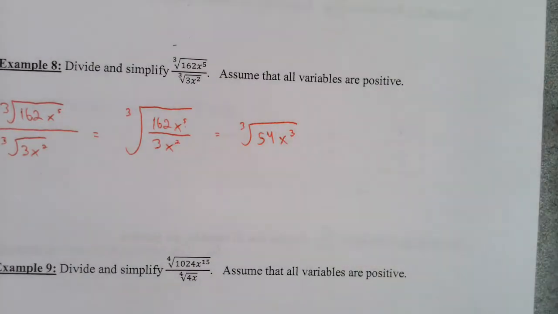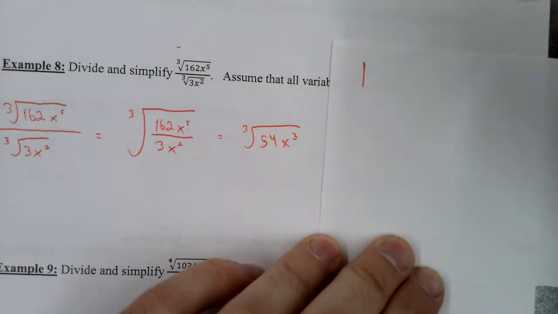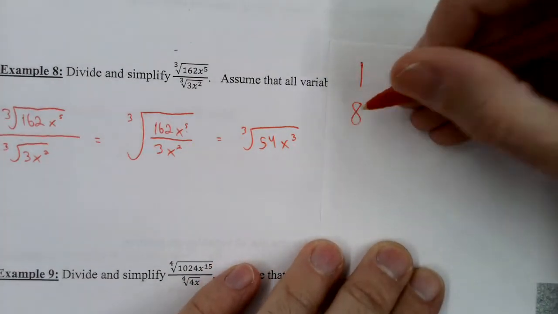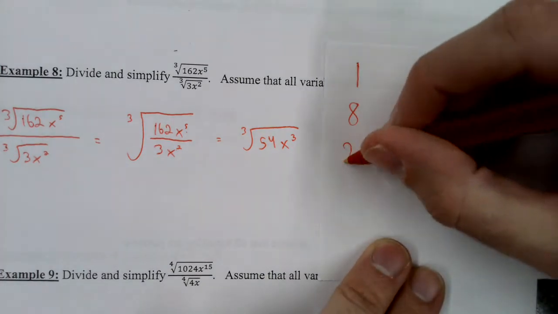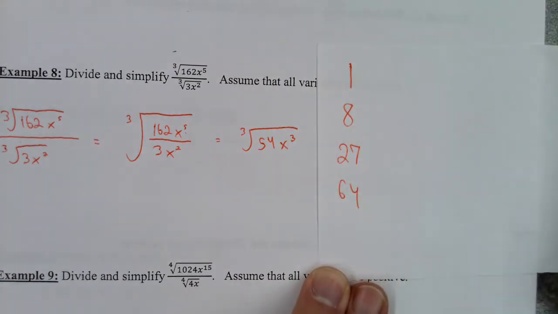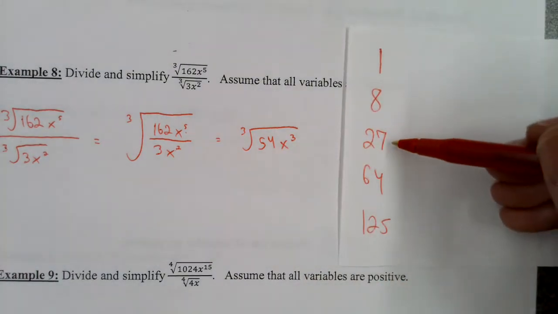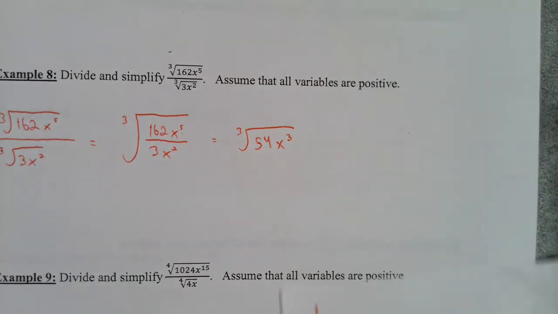Now we have to simplify this. Again, perfect cubes. Let me just make a list over here. 1 times 1 times 1 is 1. 2 times 2 times 2 is 8. 3 times 3 times 3 is 27. Bingo. 4 times 4 times 4 is 64. 5 times 5 times 5 is 125. Break apart 54 into 27 times 2, like this.